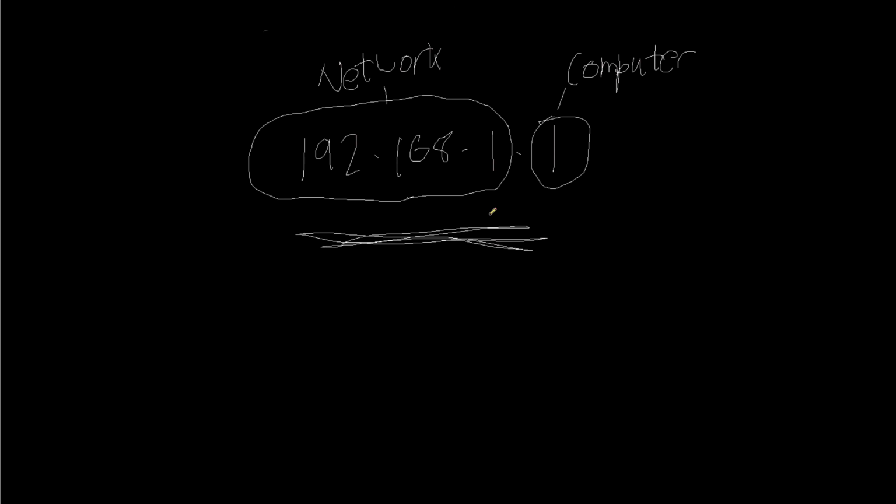So computers on IP addresses are defined by this part, and different networks are defined by this number here. So this number goes up and down depending on which computer or device it is, and this number goes up and down depending on which network it's actually on.